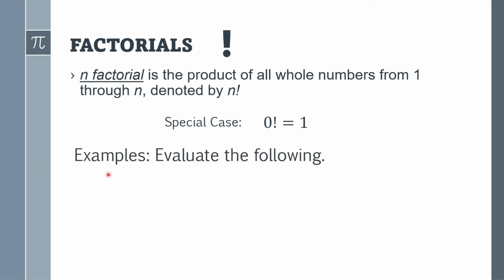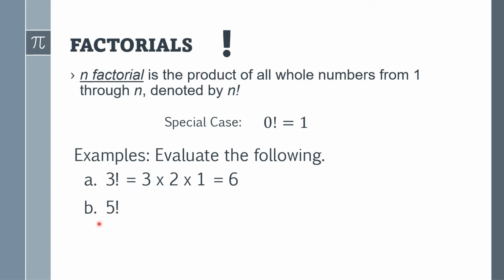Now let us try to evaluate the following examples. Letter A, 3 factorial. How are we going to get the answer for 3 factorial? Based on the definition, we will just get the product of all whole numbers from 1 through n. In this example, our n is 3. So to easily get the answer, we will just get the product of 3 times 2 times 1, which will give us 6. Therefore, 3 factorial is equal to 6.